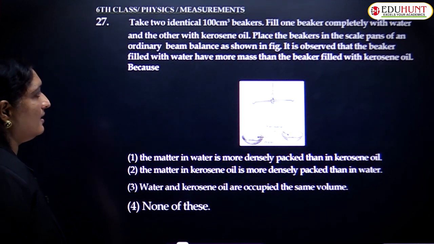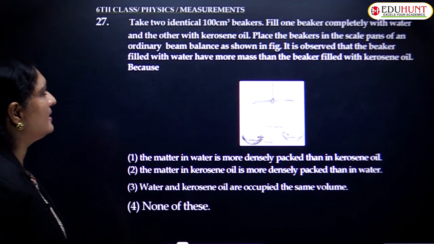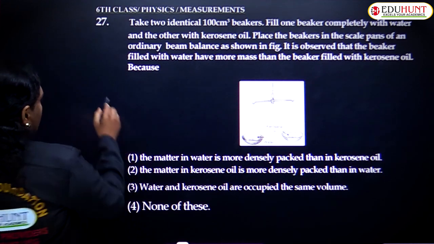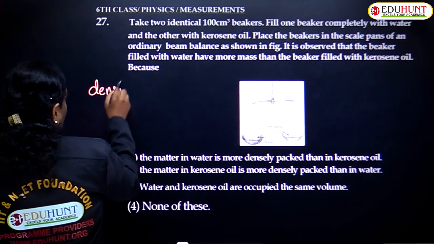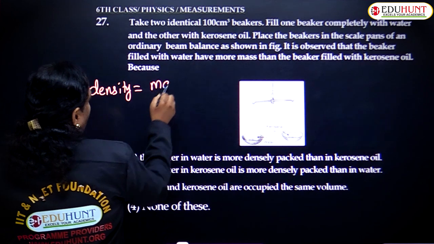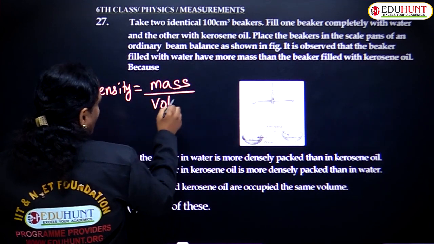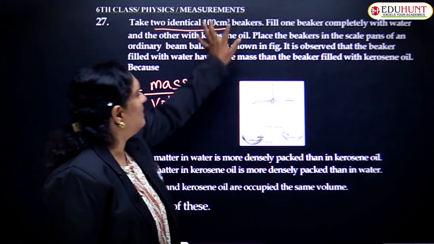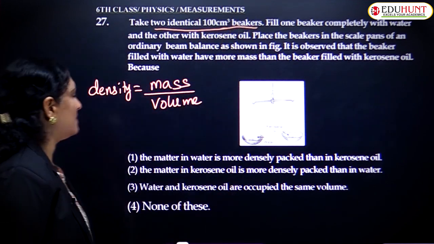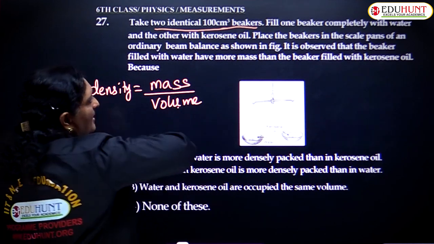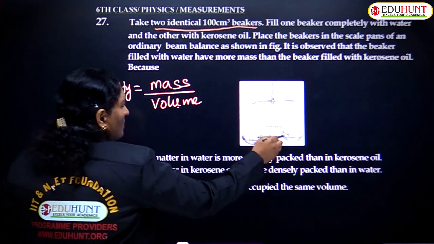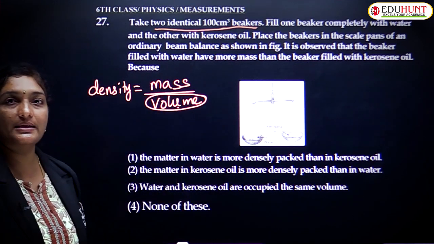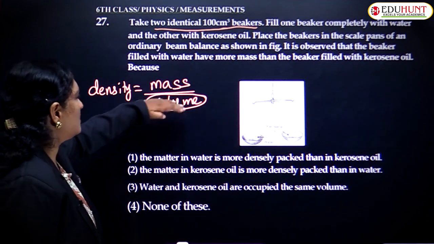So initially what they gave is two identical beakers, means volume is constant. As we know that density equals mass by volume. This is the only formula known to you. But here identical beakers means both volume is same. For water also volume they considered 100 centimeter cube. For kerosene also they considered 100 centimeter cube. So for both the cases volume is constant. Okay, so no need to compare volume.